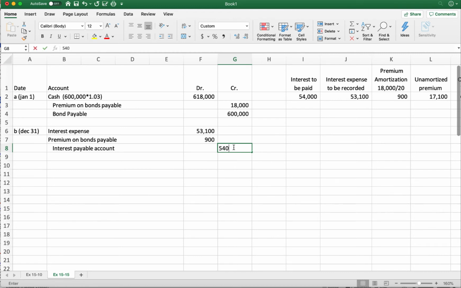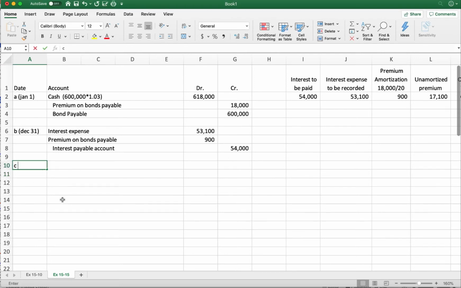And how much interest am I going to actually pay? Well, I'm actually going to pay $54,000, right? And again, how did I get that? The $600,000 face amount times the stated rate of 9%. Okay? Let's go and look at C. C says, hey, the payment of interest on January 1st, 2018. Book it. Easy.